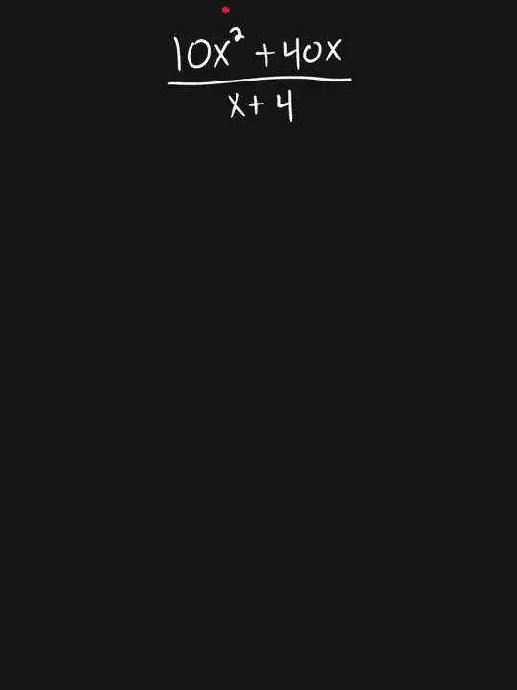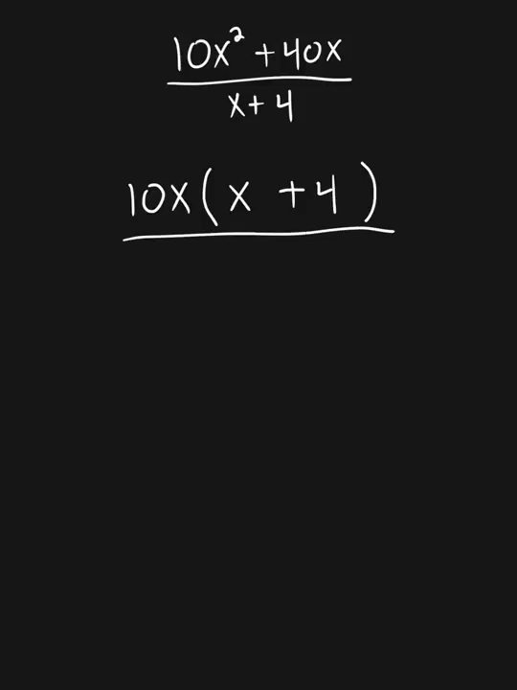So when I look at this top part, I see that there is this 10x squared plus 40x, and I know both 10 and 40 have 10 in them, and I see that there's an x in both, so I'm going to go ahead and factor out a 10 from the top and the bottom. So I'm going to take a 10 out and an x out. And then what am I left with? Well, I'm left with an x. I'm just reverse distributing. And then I'm left with plus 4. And then the denominator stays the same. It's x plus 4 still.